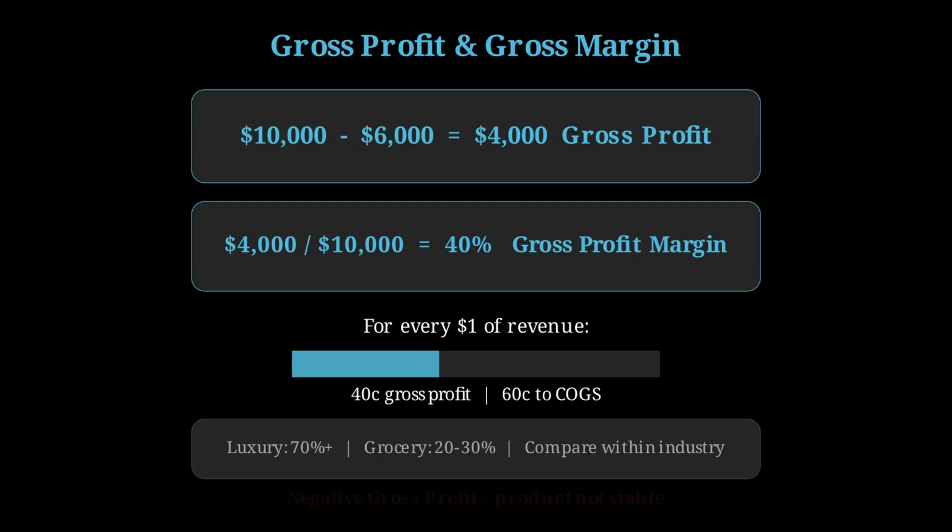Gross profit margin varies by industry. Luxury goods have high margins, 70% or more. Grocery stores have low margins, 20 to 30%. What matters is whether the margin is competitive within the industry. If gross profit is negative, the product is not viable. You are selling for less than it costs to make.